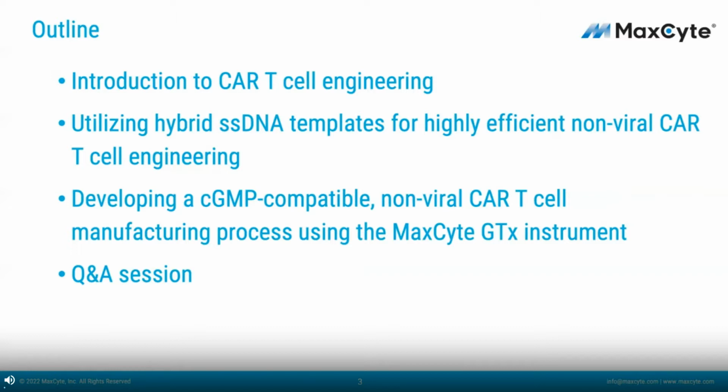I'll then pivot that right into the work that I want to discuss with you today, which is how the groups of Jonathan Essenson, Alex Marsden, and Brian Shai at UCSF developed a hybrid ssDNA template that enables highly efficient non-viral CAR T-cell engineering. I'll first focus on a lot of the developmental data which went into creating these templates and validating that they're effective for CAR T-cell engineering.